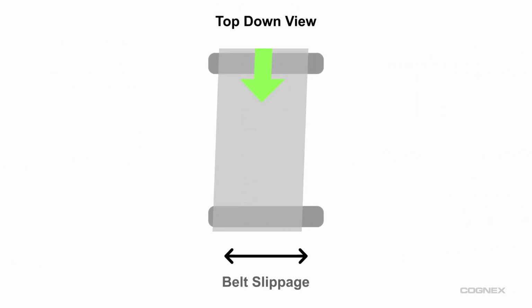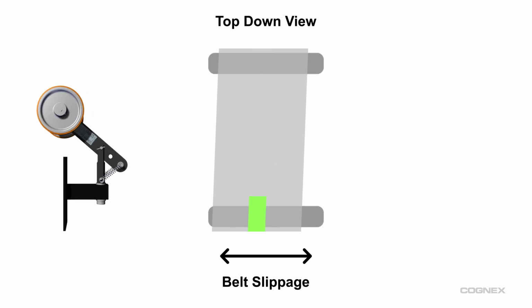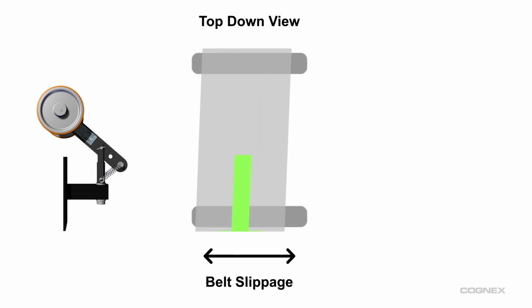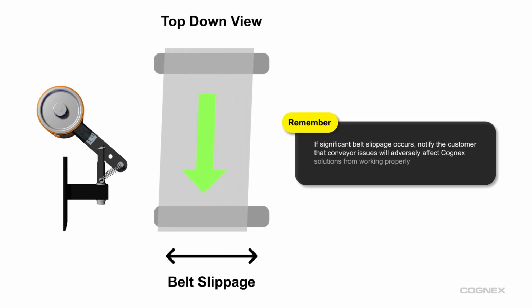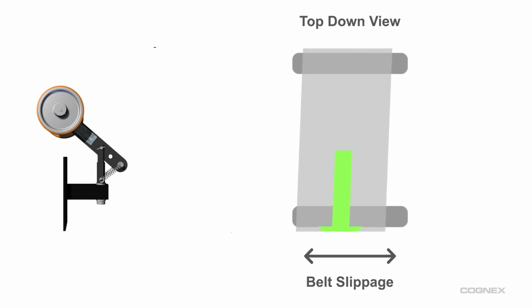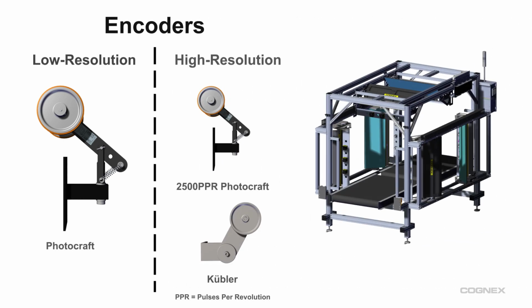Because of problems like belt slippage and slowdowns, Cognex recommends using encoders that can measure in real time rather than time-based settings. If significant belt slippage occurs, there is a responsibility to notify the customer that conveyor issues will adversely affect Cognex solutions from working properly. The two encoder types used in Cognex logistics solutions that we will discuss in this video are high-resolution and low-resolution encoders.